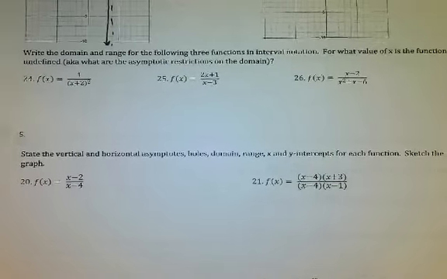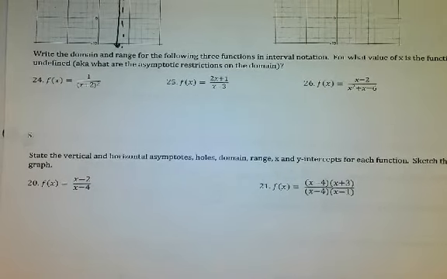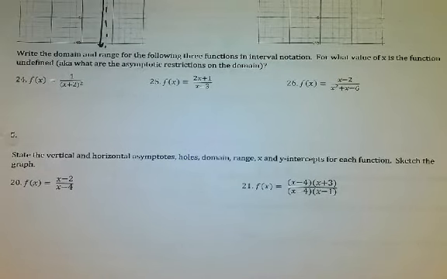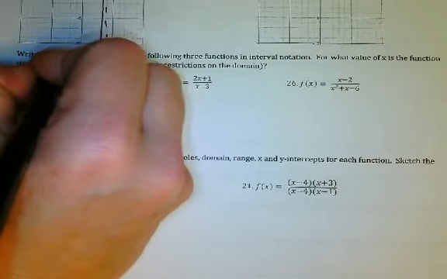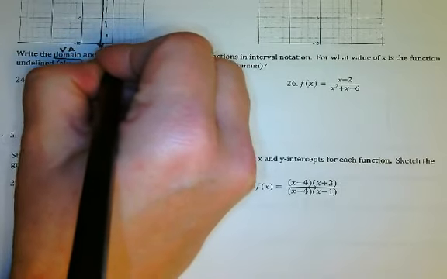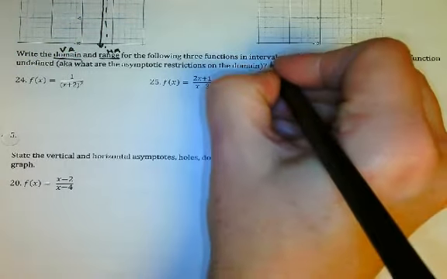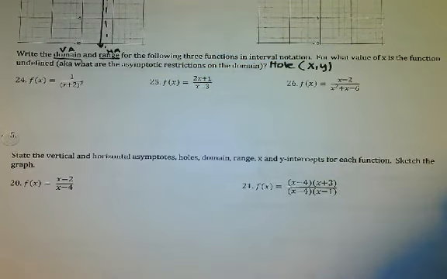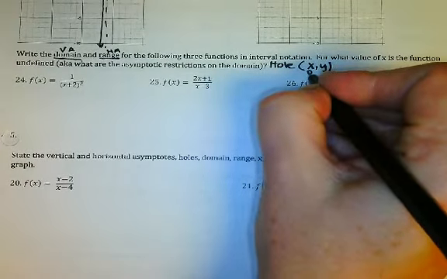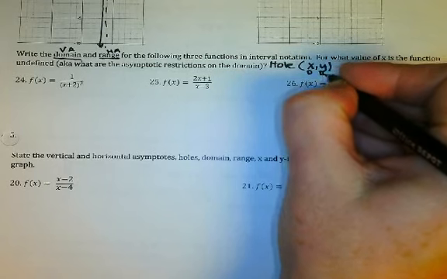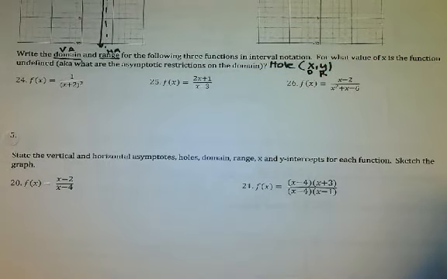Alright, on these down here, it says write the domain and range for the following 3 functions in interval notation. For what value of x is the function undefined? So, aka, what are the asymptotic restrictions on the domain? So again, the really important thing to remember is the domain is all about the VA, the range is about the HA. Now, it does become a little different when there's a hole. Remember, your hole is an x and a y value. So if there's a hole, remember this x value also has to be part of the domain, and this y value must be part of your range.